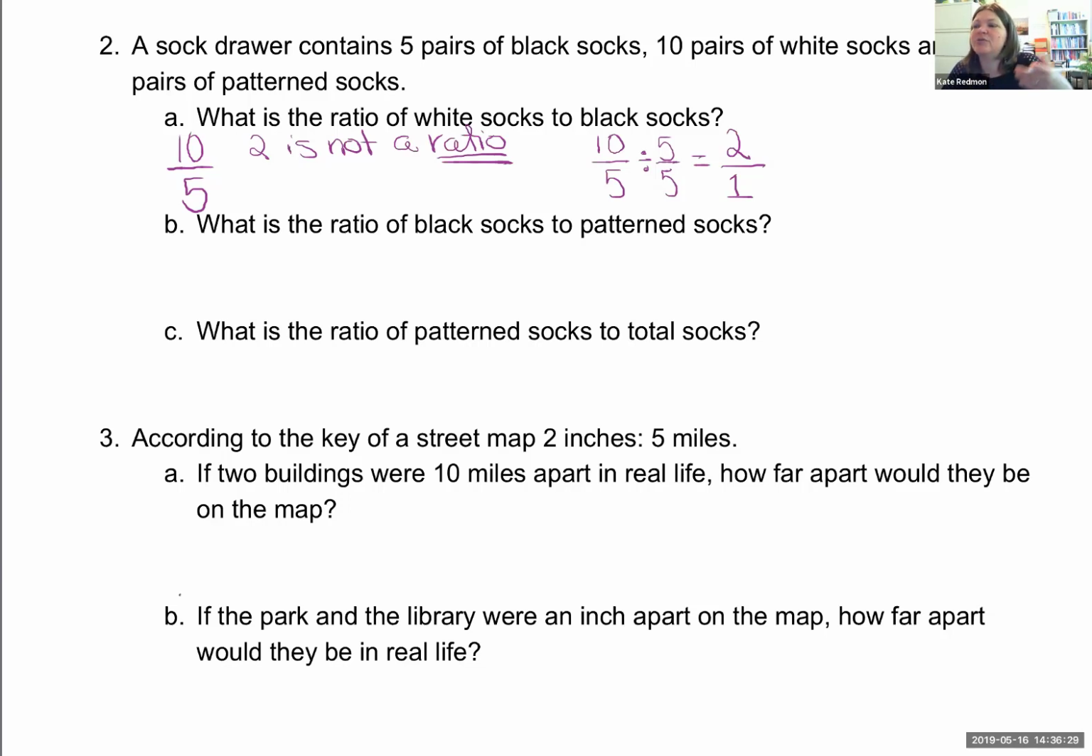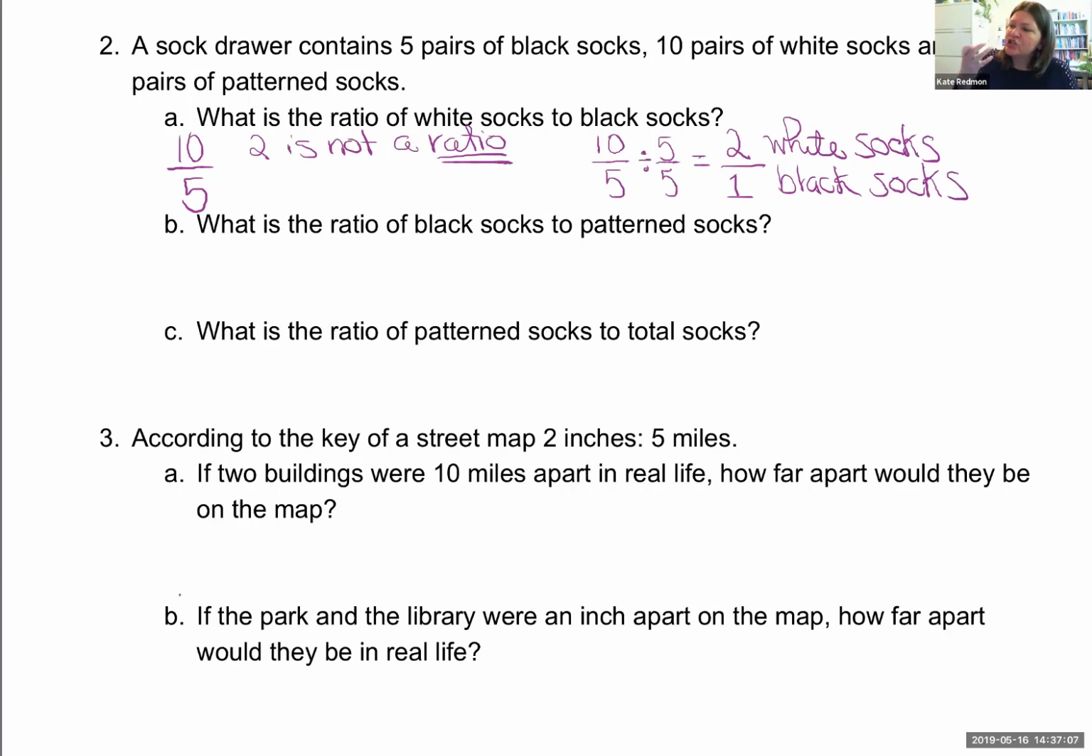So when I say 2, yes, it's 2 whole things, but in this case, because I'm talking about a relationship between white socks and black socks, I needed a number for the black socks. So the 2 represents what? The 2 represents the white socks, and the 1 on the bottom represents the black socks. I need those 2 numbers so I can see the relationship between white socks and black socks. Does that make sense?